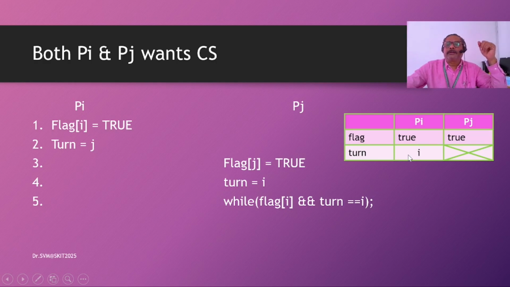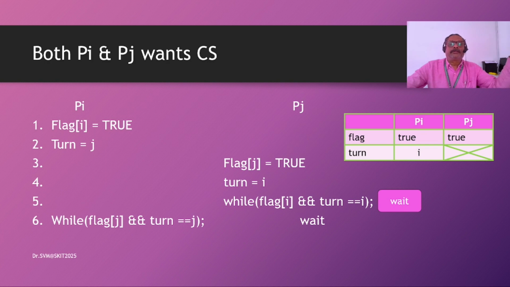Now look at what turn is. Just now we had made it I, therefore turn is equal to I. Yes, flag I is true. Yes, turn equal to I is true. Both are true, therefore the AND operation is also true, therefore process J waits. On the other side, what happens? Because this is now waiting, let's assume that the next chance is given to Pi.